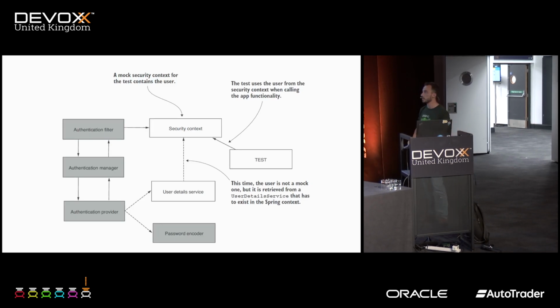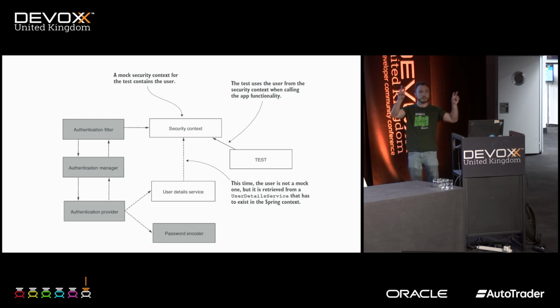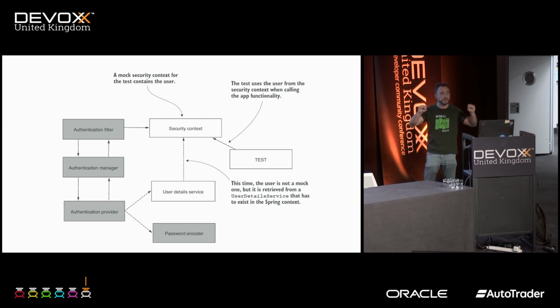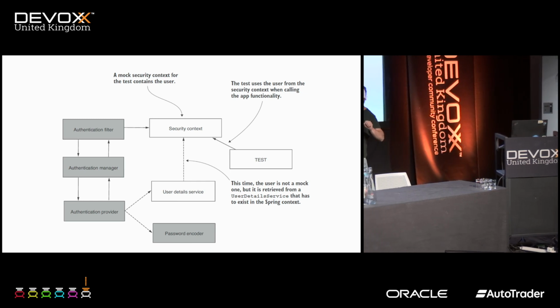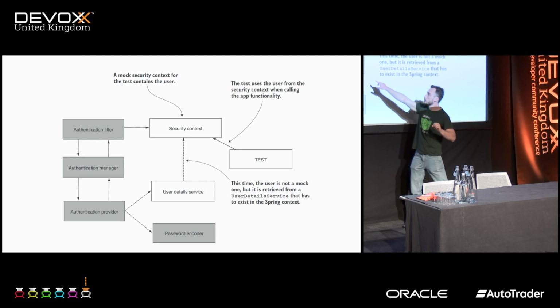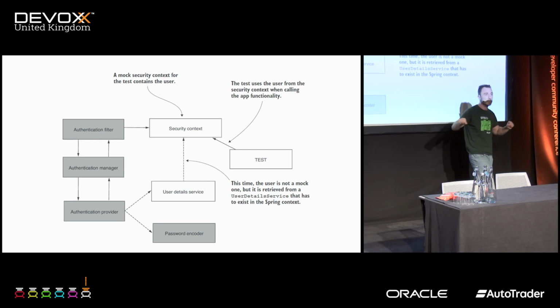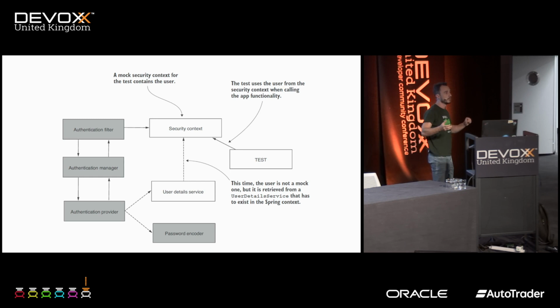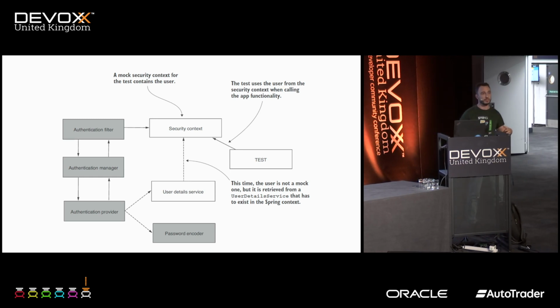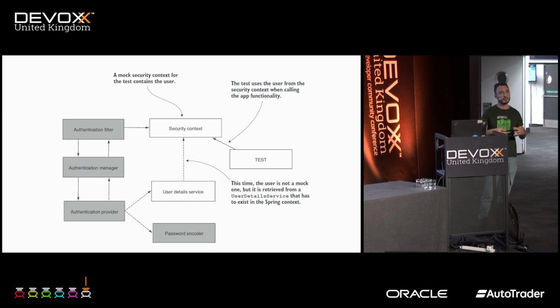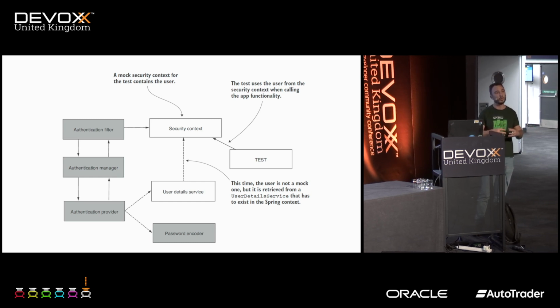And in that case, the diagram with the white squares, white rectangles, became a little bit more extended, meaning that it's not only the security context that is meaningful for the test, but also the user details service. The user details service is the component where, if we use credentials, if we have authentication based on credentials, username and password, the user details service is the component providing the logic on where the user details are taken from. So usually it might be a database, it might be an LDAP server.